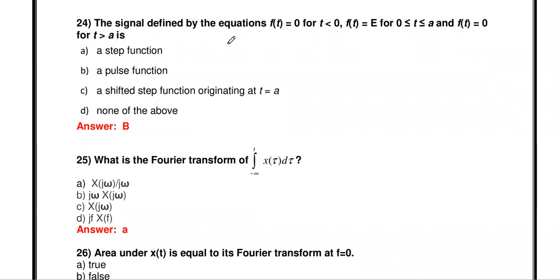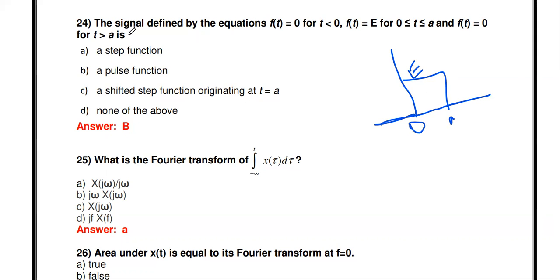And next one, a signal defined by the equation f of t equal to 0 for t less than 0, f of t equal to E for t between 0 to A, and f of t equal to 0 for t greater than A. This is called which one? A step function, a pulse function, a shifted step function originating at t equal to A, or none of the above. So what they are telling is that for the time t from 0 to A, the amplitude is E. For t less than 0, it is 0. For t greater than A, it is 0.